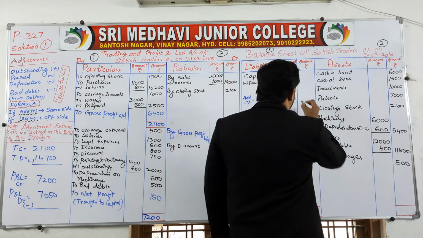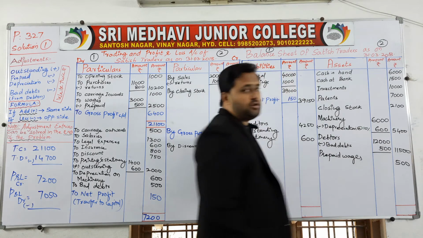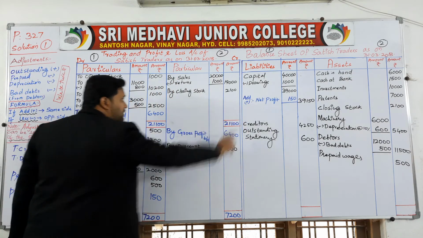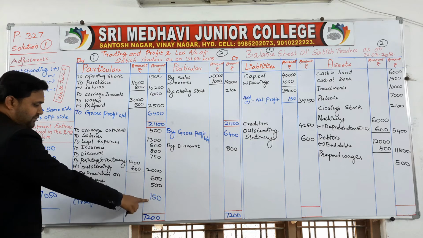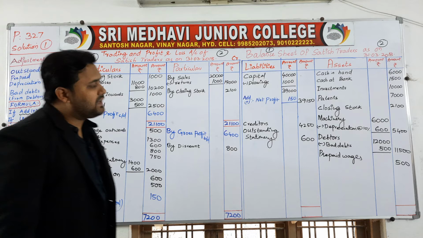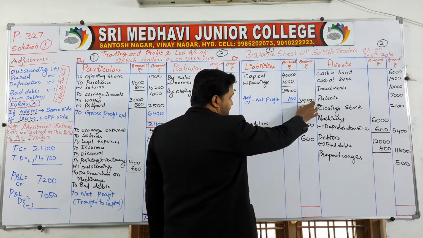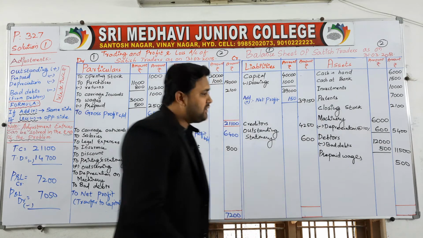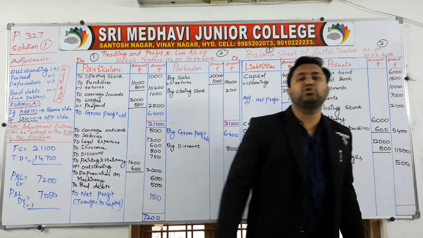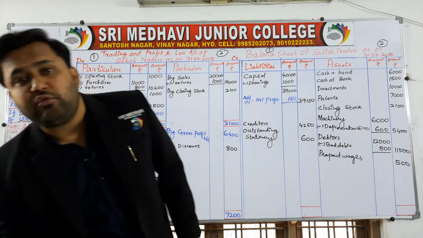Now, 39,150 is the outer column amount. From this, net profit is going to be added to capital. Net profit 150 added to capital, 39,000 plus 150 gives you 39,150. If you add all these amounts, 39,150, 4,250 and 600, and also all the assets side total, outer column, your balance sheet will be 44,000.